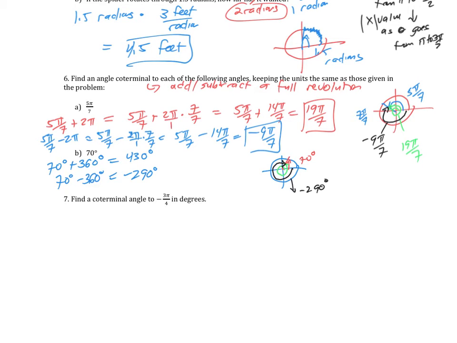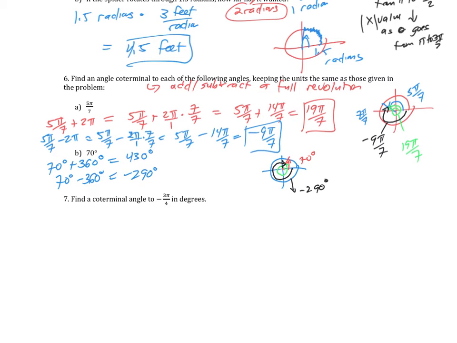Right, so a coterminal angle is an angle that starts at the positive x-axis and ends with the same terminal side as the original angle, but a different amount of rotation, and that difference is a full revolution. So that's 360 degrees if the angle's in degrees, or 2 pi radians if it's in radians.